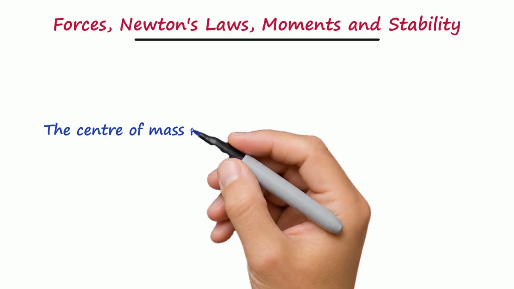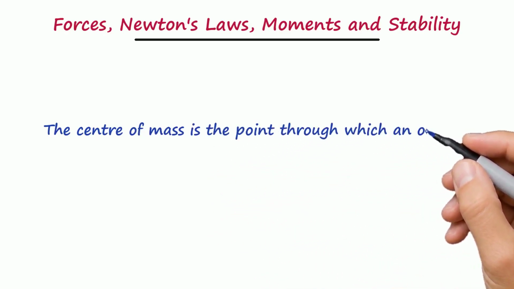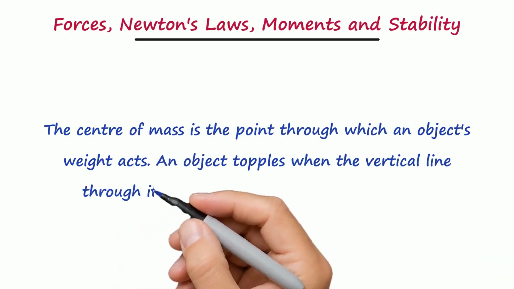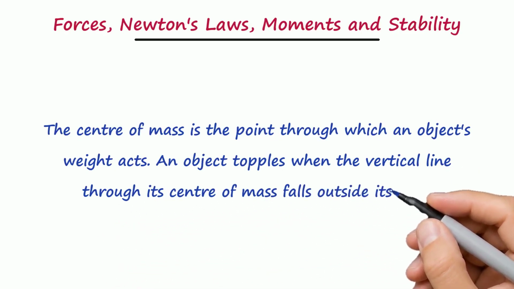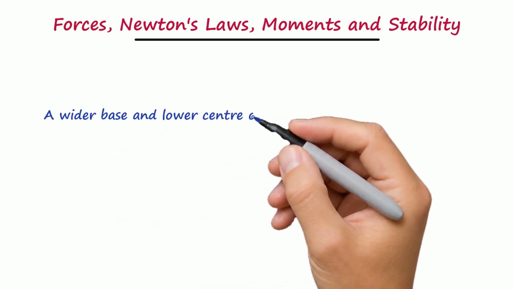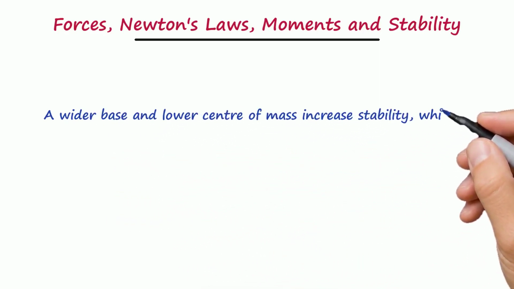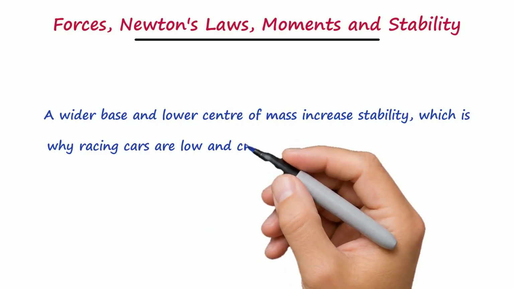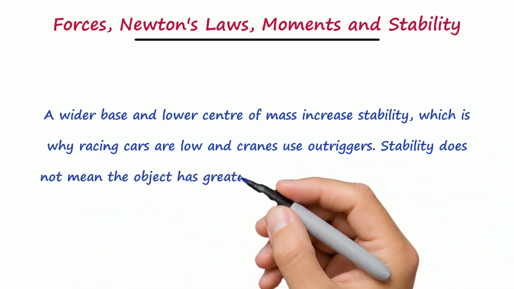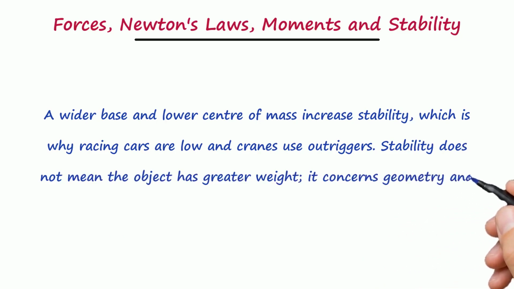The center of mass is the point through which an object's weight acts. An object topples when the vertical line through its center of mass falls outside its base. A wider base and lower center of mass increase stability, which is why racing cars are low and cranes use outriggers. Stability does not mean the object has greater weight, it concerns geometry and turning effects.